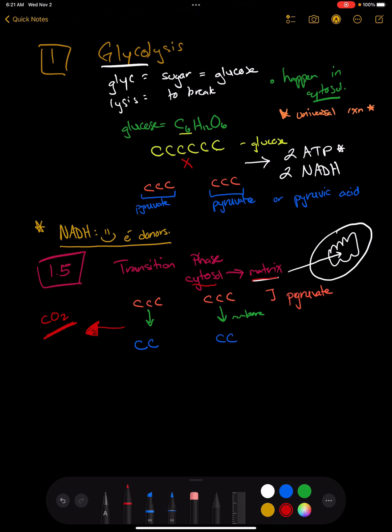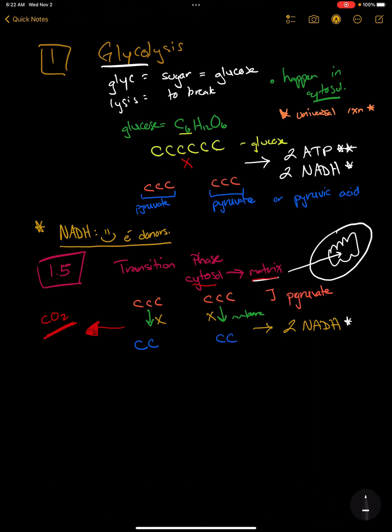Now, here's the fun thing, though. Because I broke those 2 pyruvates and lost a carbon, that means I get to make a little bit of energy. Well, not energy. I get to make my good old friend NADH. So I made another 2 NADHs by doing that. So far, up here in glycolysis, I've made 2 ATPs. I've made 2 NADHs here. In this transition phase, I got to make another 2 NADHs because I broke my carbons.